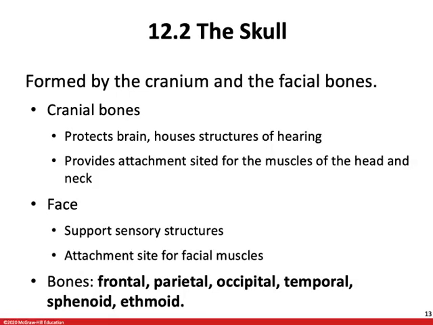In newborns, the cranial bones are joined by membranous fontanelles. So that's going to be sort of spongy membranous tracts in between the bones. Usually those fontanelles are going to close shut by the age of 16 months. Found a little bit lower than that, we're going to have the facial bones. Now, the facial bones are going to be 14 different bones that support several sensory structures. They're also going to serve as an attachment site for most of the facial muscles.